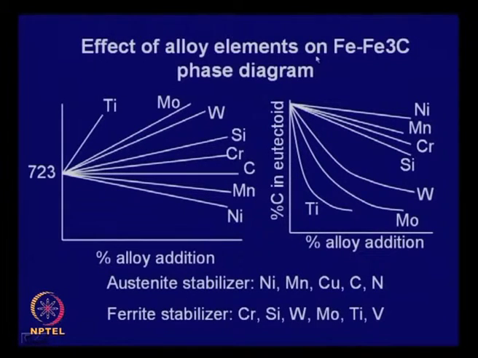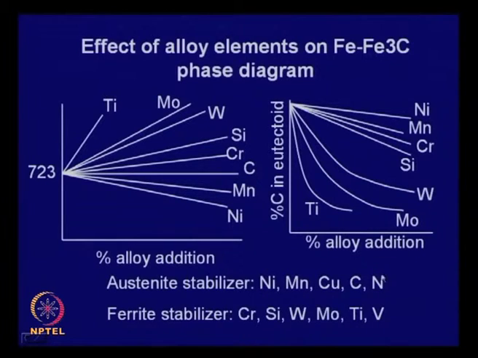See, effect of alloy elements: depending on the alloy element, say carbon, the eutectoid temperature is irrespective of percentage alloy. You have the eutectoid temperature around 723, let us say. But if you add alloy elements, say like nickel or manganese, then you will find it brings down the critical temperature. So, these are called austenite stabilizers.